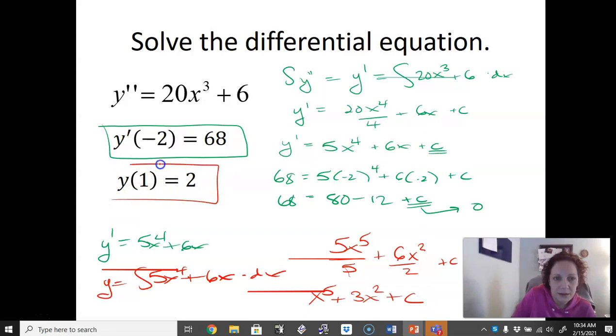And they tell us that if you plug in a 1, you should get a 2. So I'm going to go up here. 2 is equal to 1 to the 5th.